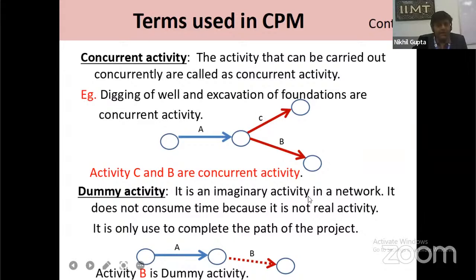What is a dummy activity? Basically, it is an imaginary activity in a network. It does not consume time because it is not a realistic activity. It is only used to complete the path of the project. This is the real activity because it takes some time, and this one is the dummy activity because it does not consume any time. Activity B is the dummy activity. This is used only to complete the network.